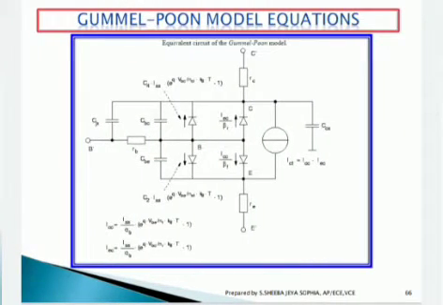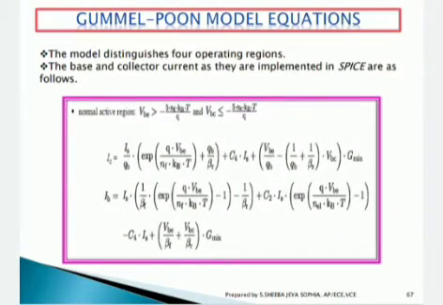Moving to the equivalent circuit of the Gummel-Poon model, you can see here diodes connected back to back along with the equivalent capacitances. Correspondingly, you can also write the current equations corresponding to the region we are choosing. For example, this model distinguishes four operating regions: normal active region, inverse region, saturation region, and cutoff region. In the normal active region, VBE is greater and VBC is lesser, that is the value which we are choosing.